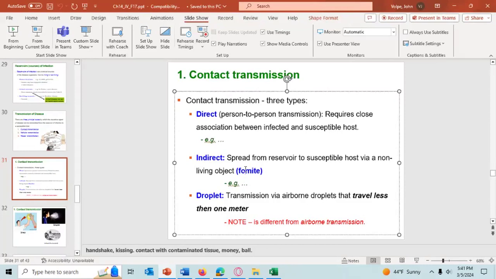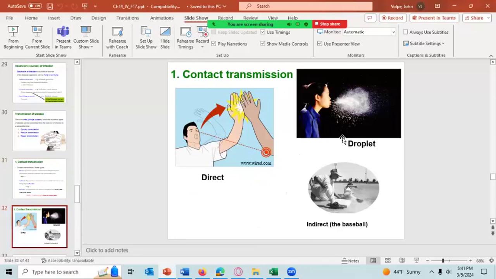Droplet transmission is transmission via airborne droplets, and these airborne droplets travel less than 1 meter. Note that is different from airborne transmission. Droplet transmission is shown here, where that's about 1 meter, and there is a higher concentration of droplets within that meter, but that's droplet transmission.